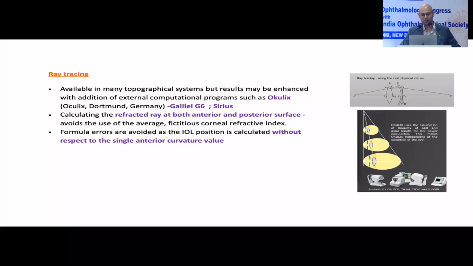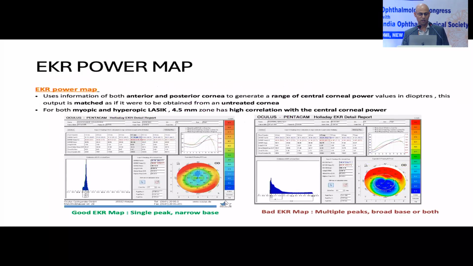Now ray tracing machines are available which actually avoid the formula errors, and basically they calculate the refracted ray at both the anterior and posterior surface, and are supposed to be very, very accurate. I don't have much experience with these, but some of the machines like Sirius, Galilei, OcuLink and iTrace aberrometers, you can use these. So Pentacam uses this EKR power map.